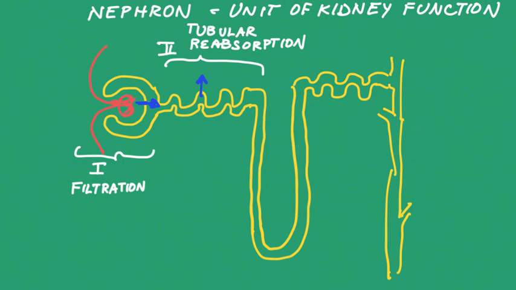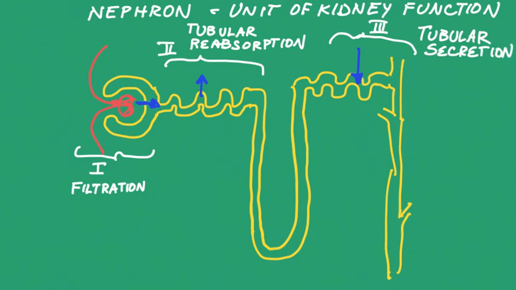The next stage of urine formation is getting rid of molecules that the body does not need. They could be either toxins or ions for ionic balance. It's the removal of certain ions that can bring about acid-base balance. So this is the removal of unwanted molecules. That's called tubular secretion, and that happens in the DCT.